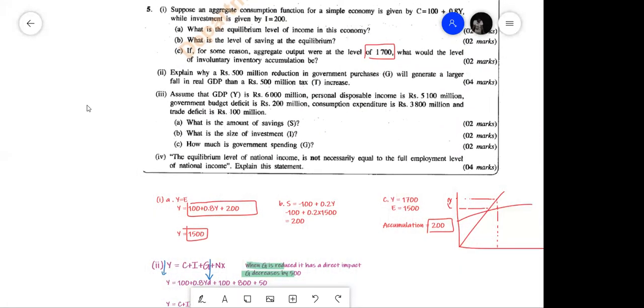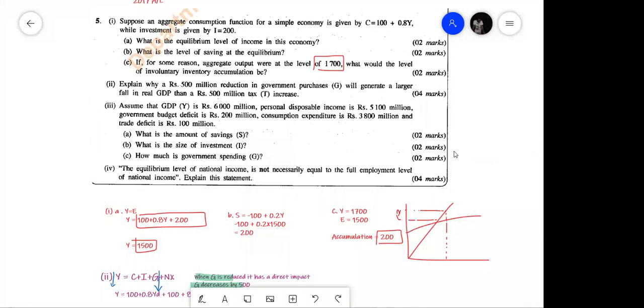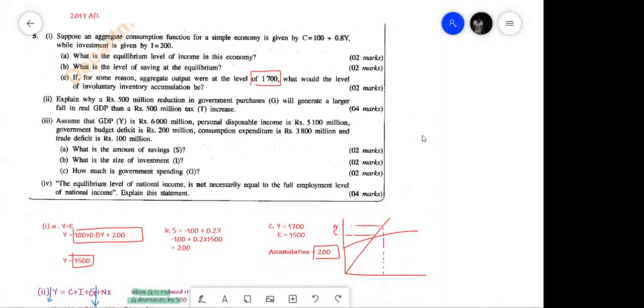Then part 3. Again, an easy question. Assume that GDP, Y, is 6,000, personal disposable income, YD, is 5,100. Government budget deficit is 200, consumption is 3,800, and the trade deficit is 100. What is the amount of savings in this economy? How do you find savings, guys? These questions, the moment you see them, you may not figure them out, but you can.